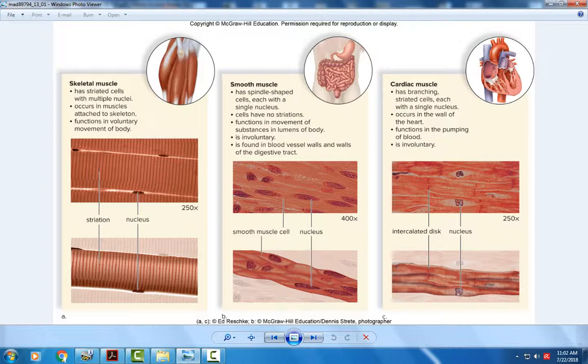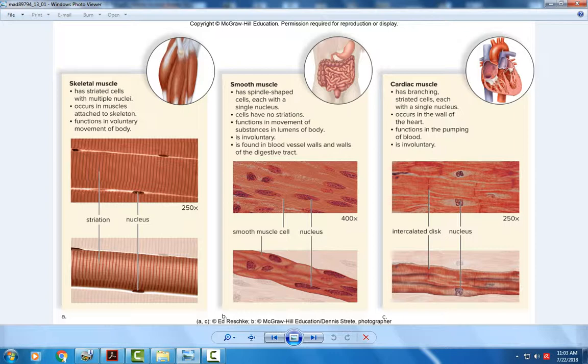Smooth muscle is not under voluntary control. It lines our blood vessels and the walls of the digestive tract and the ureters and the bladder. So this is smooth muscle. Smooth muscle does not have striations. You'll see it's smooth. That's where it gets its name, smooth muscle. It does not have the striations. And the cells are kind of fat in the middle and tapered on the end. So we say that the cells are spindle shaped.